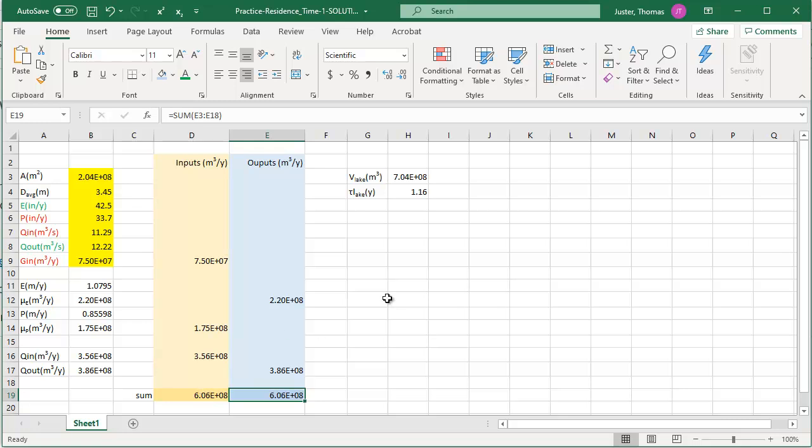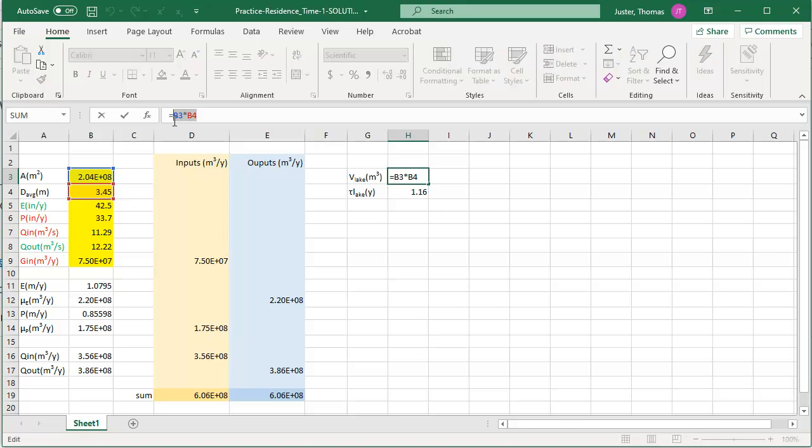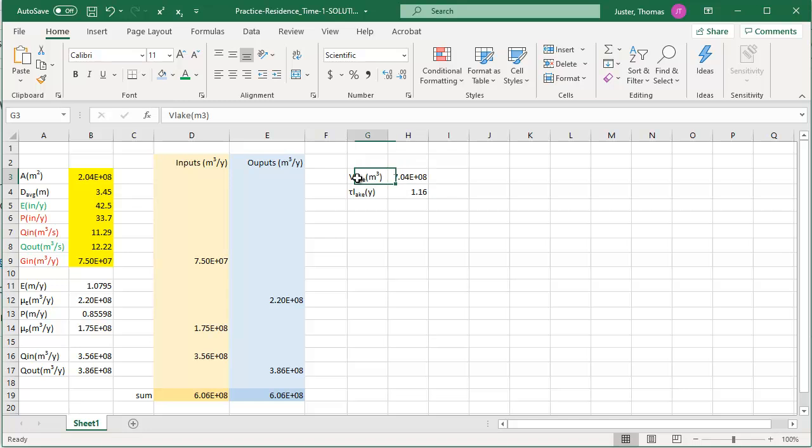Well, this actually turns out to be pretty easy. For my lake, I was given the area in square meters, and I was given the average depth in meters, and so the volume will just be the product of the area times the depth, and that will be in cubic meters. So in this cell H3, I've just multiplied B3 times B4. I just multiplied the area times the depth. That is my volume in cubic meters. Notice I kept track of it in the label for that variable, so I know it's cubic meters.